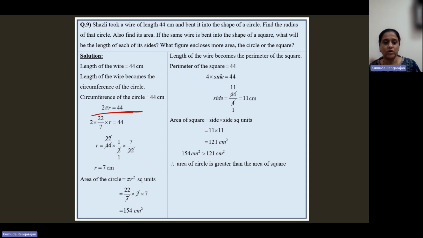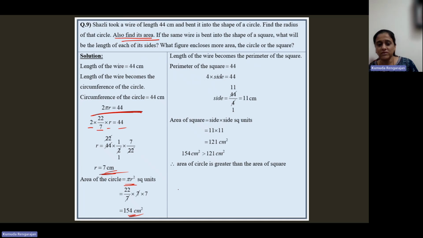2 pi r is equal to 44. 2 into 22 by 7 into r is 44. Then transpose and find the value of r. r is 7. Also find its area. Once you find the radius, you can find the area. Pi r square, you can find the area.